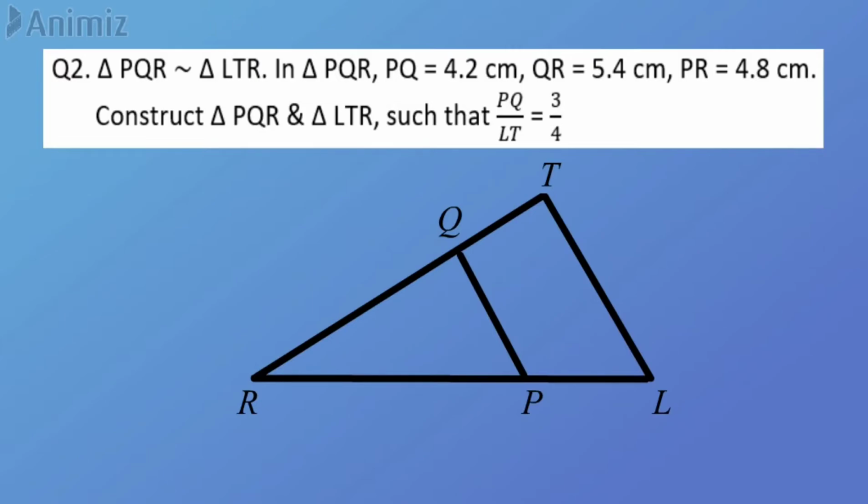Now let's deal with the construction first. Now students, first draw RP of 4.8 centimeter. Now take 5.4 centimeter in your rounder. Keep your rounder at R and draw an arc.